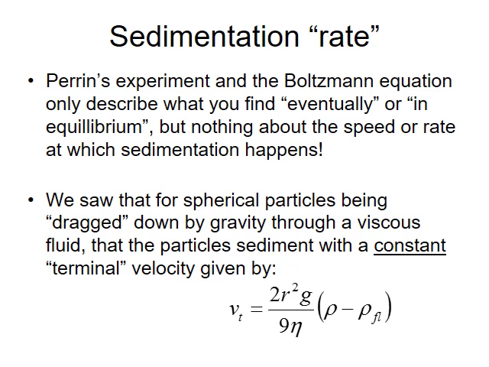So Perrin's experiment and the Boltzmann equation only describe what you find eventually. It doesn't tell us anything about how fast things sediment. That's determined by the terminal velocity of a particle. So this was derived in the course notes in chapter 4. You can take a look at that section. But this is the equation that we get for the terminal velocity of particles.